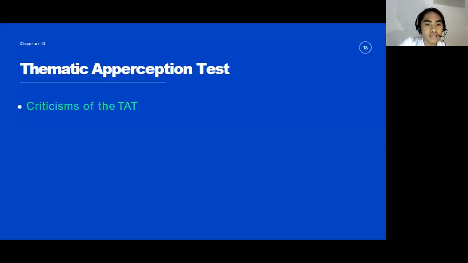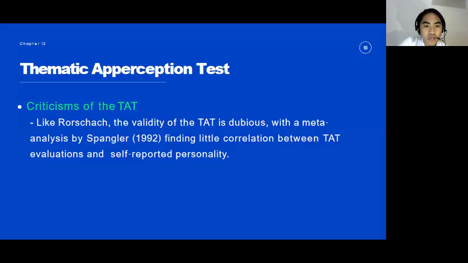Okay. Let's go through some of the criticisms of the TAT. Like the Rorschach, the validity of the TAT is dubious, with a meta-analysis by Spangler finding little correlation between TAT evaluations and self-reported personality. Now, what would a projective psychologist say? Well, of course, there's none. These are their unconscious thoughts and feelings. They are not going to admit it to you, so we shouldn't expect a high correlation. So that's a criticism, but it's also more like a defense.